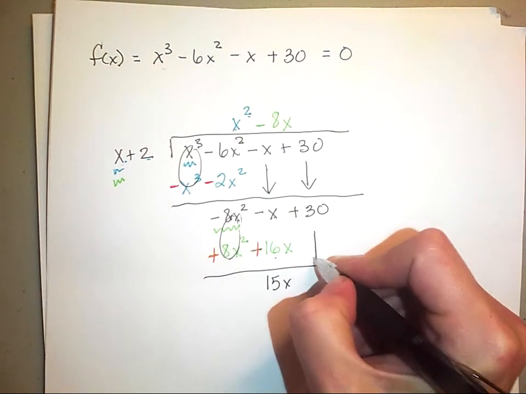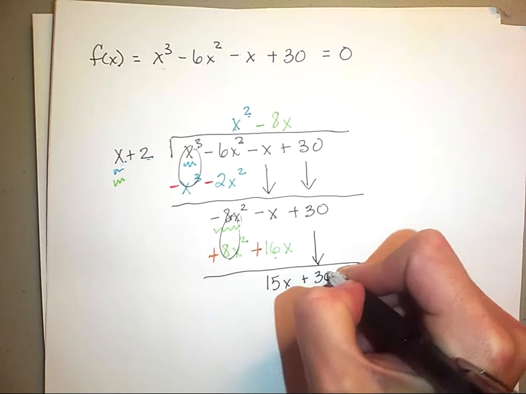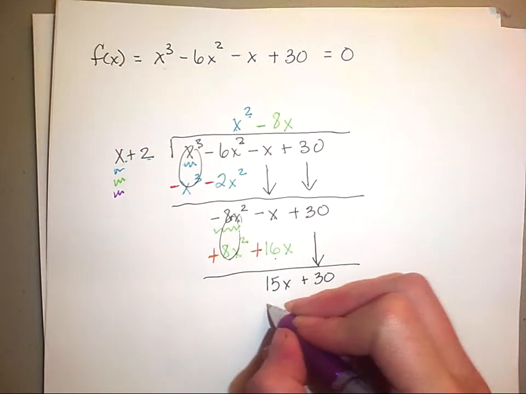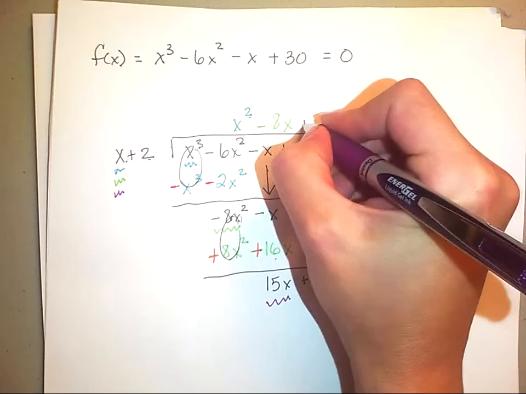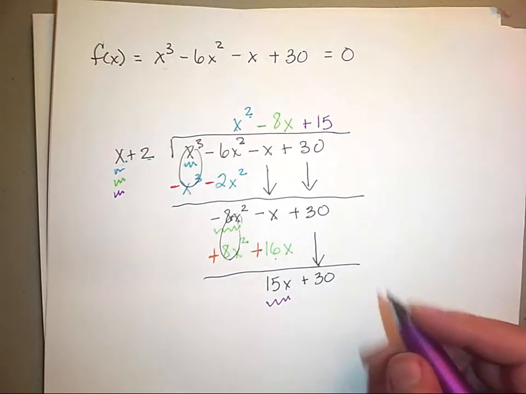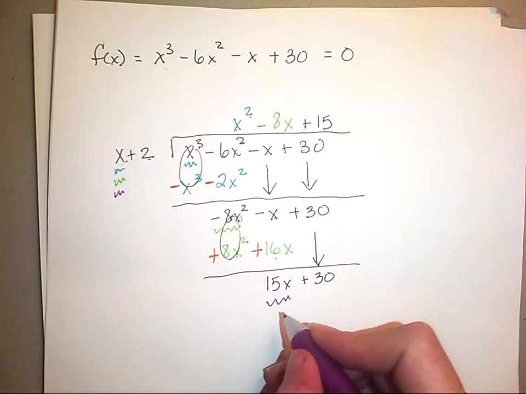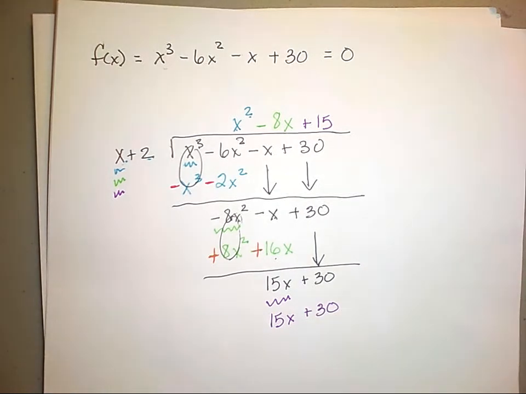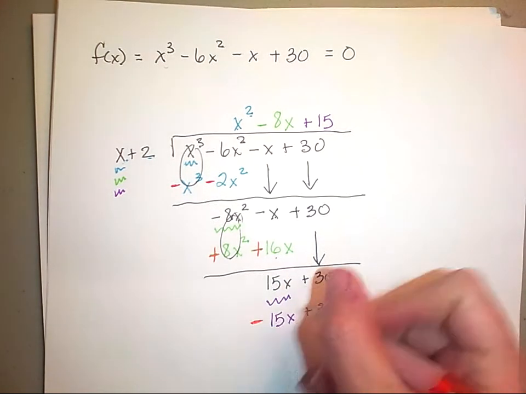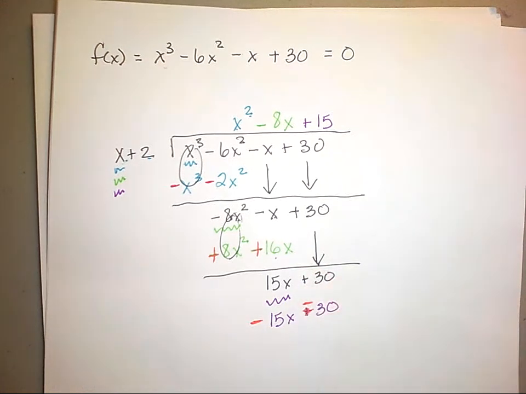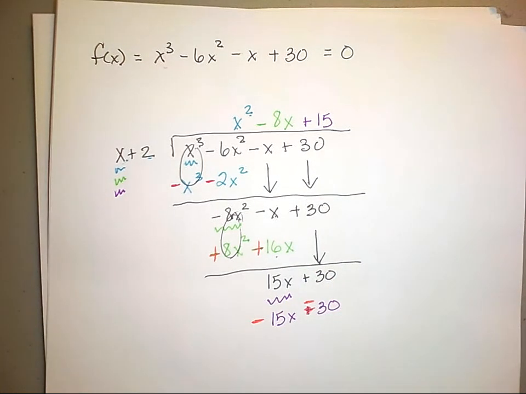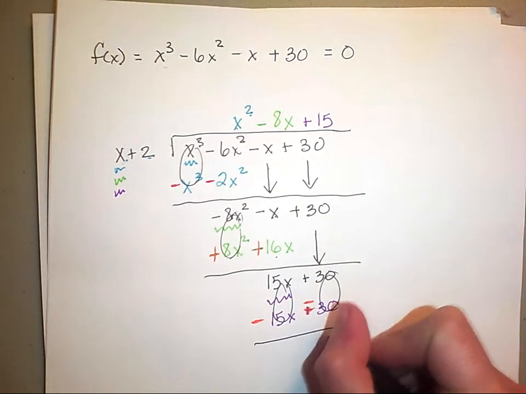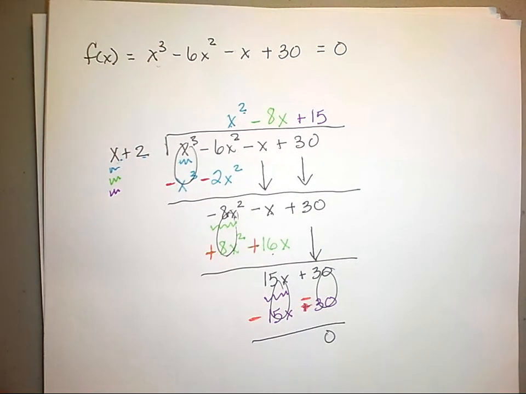And lastly, we'll ask how many times x goes into 15x. That's a positive 15 times. Take this times this to get 15x plus 30. But we're subtracting, so we'll change the signs. And now, when we subtract, this will go to 0 and this will go to 0, which we knew was going to happen. What we didn't know was this quotient up here.